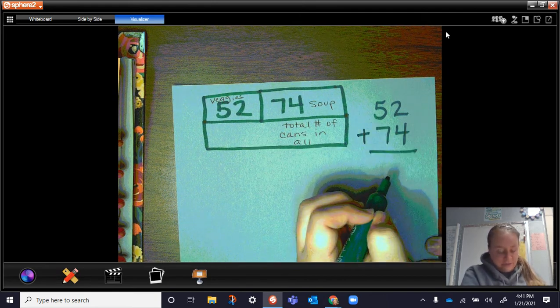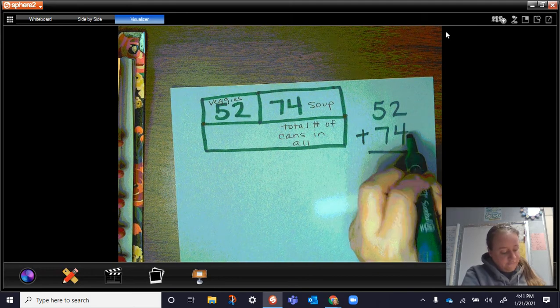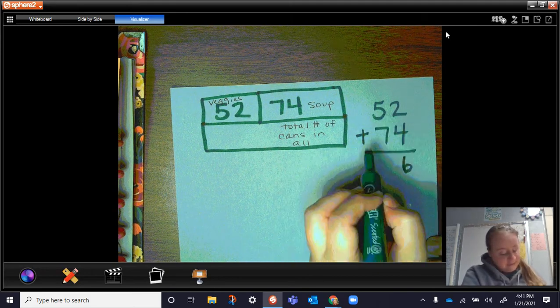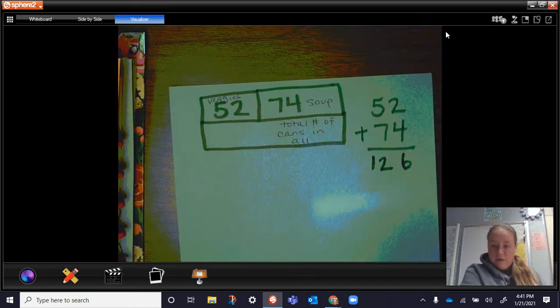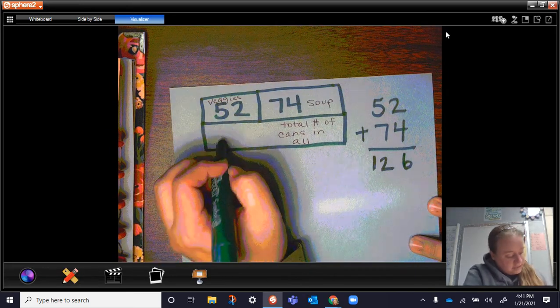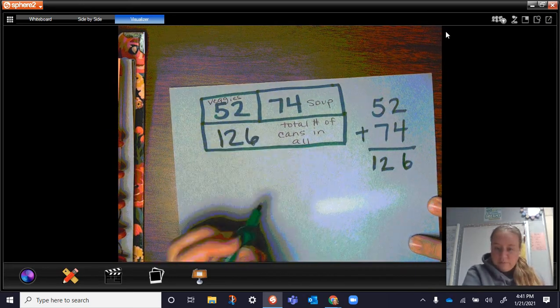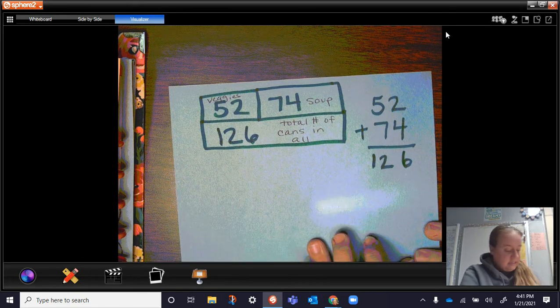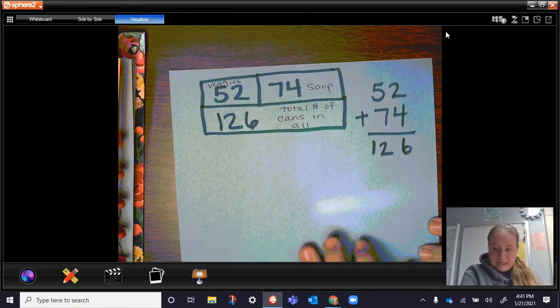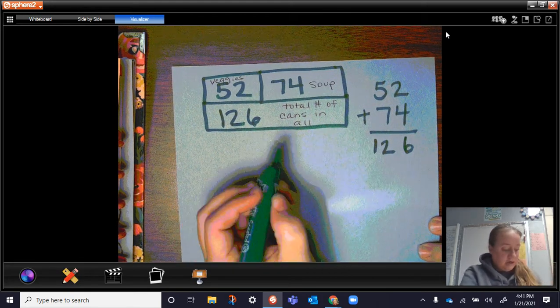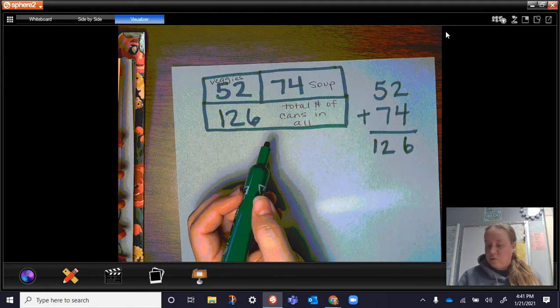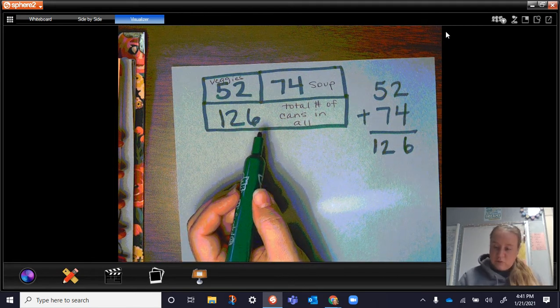So I'm going to add those together. We're combining. 2 and 4 is 6, and 5 and 7 is 12. Make sure you can see that. So 126 is my total number of cans. Now, that's not my answer, because remember, it's asking how many cans are going on a shelf. This 126 is the total for the whole set of cans, not how many are going on a shelf.